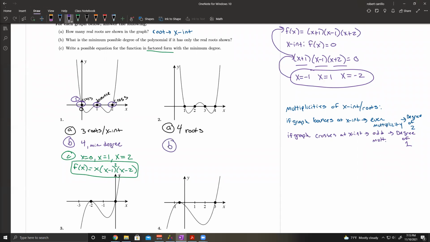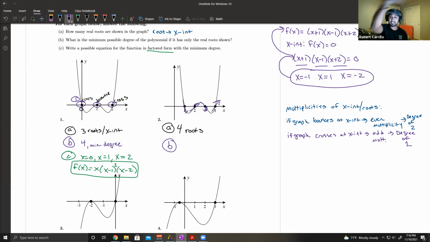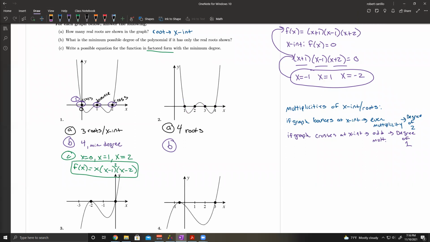Well, kind of bounce, but does it cross at 1, 2, 3, and 4? It crosses on all of them. Okay, that is a cross on all of them. So they consider that little hump a cross.